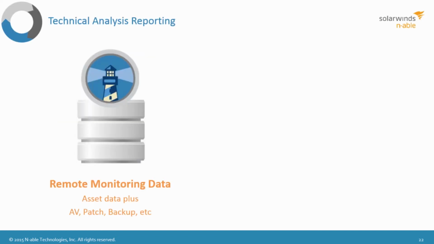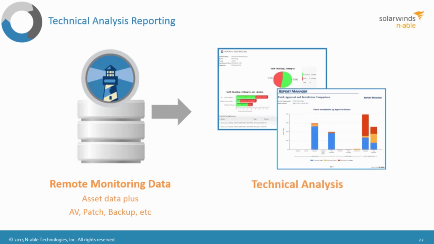So in N-Central, we have tons of data. We have all this remote monitoring data around the device information, so all the asset data, warranties, everything we need to know about a device, but then also on the services that you're delivering, AV, patch, backup, etc. In N-Central, as we mentioned, we generate what we call technical analysis reports, and that really has a troubleshooting focus, meant for a technician. Some of these could be for customer consumption. I could pull up a laptop and show a customer the status of devices, but really those aren't meant to be emailed. They're baked into N-Central.